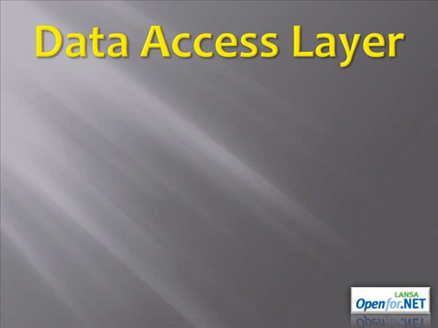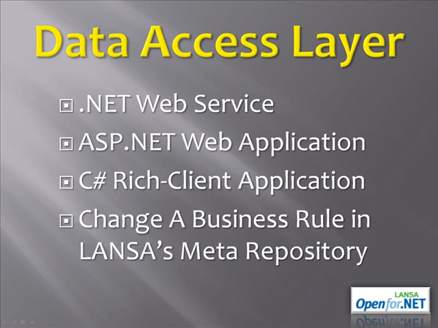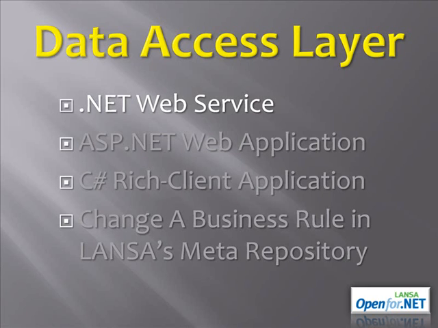Next, building the data access layer. First, we'll review the web service source code to see how the LANSA Open for .NET class library is referenced. Then we'll look over the source code that consumes the web service. And last, we'll change a business rule in the repository and rerun our applications without recompiling or redeploying the .NET web service to witness the business rule change. First up, the web service source code.